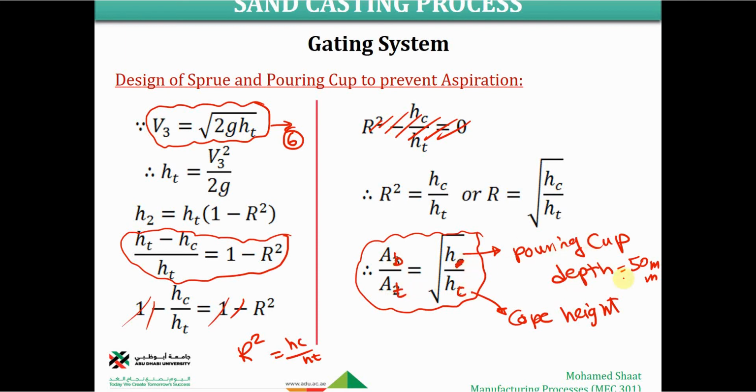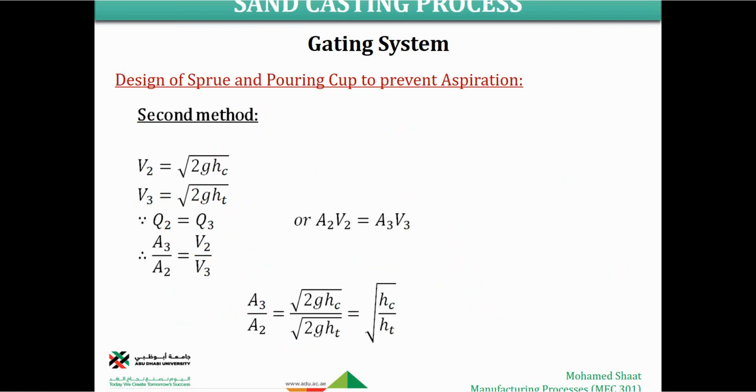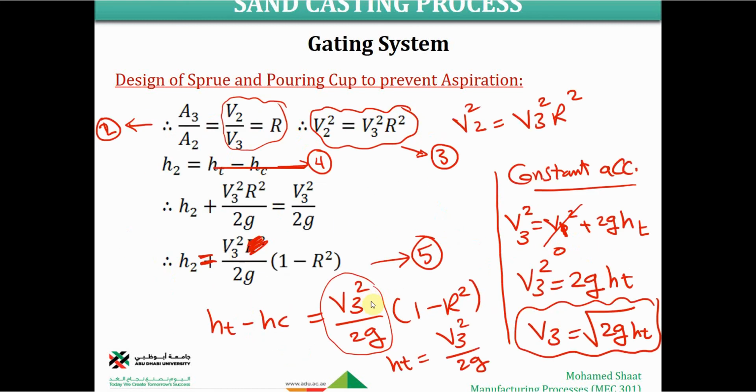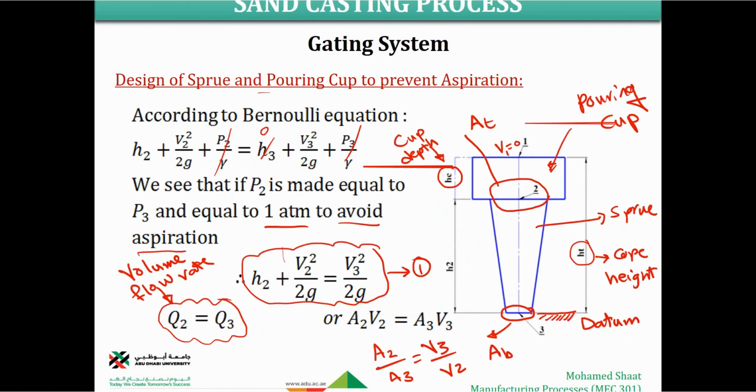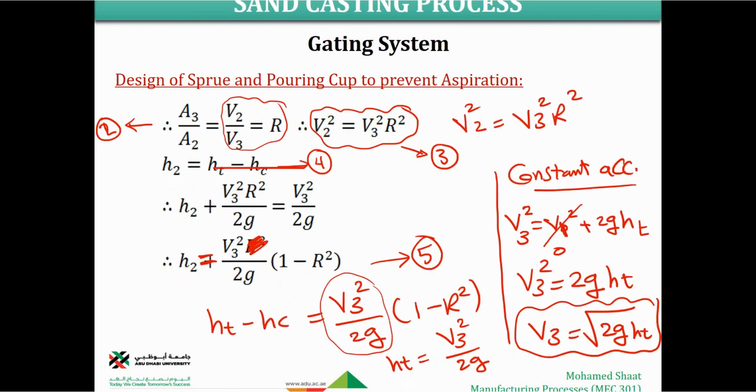HC should be the pouring cup depth, and HT should be the cope height, as we already discussed, and this is the expression that we used in the sand mold design. Make sense? So this is like a proof of how we can prove this relation. Also, there is another method which is a very short one. This one is very long. If we decided to start from the Bernoulli equation, it would take lots of calculations here.